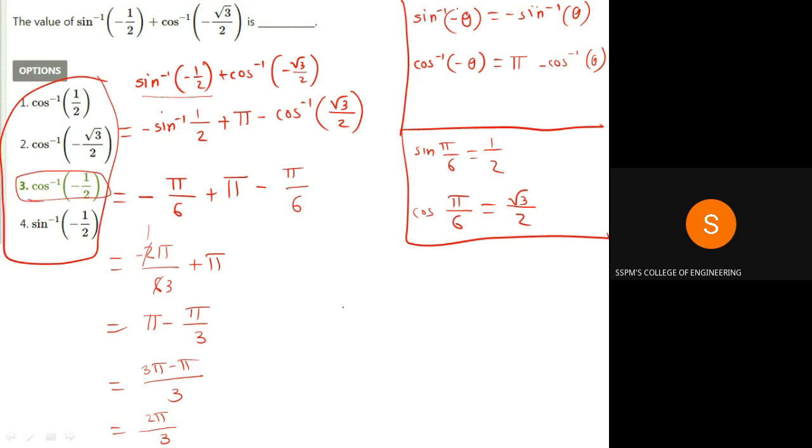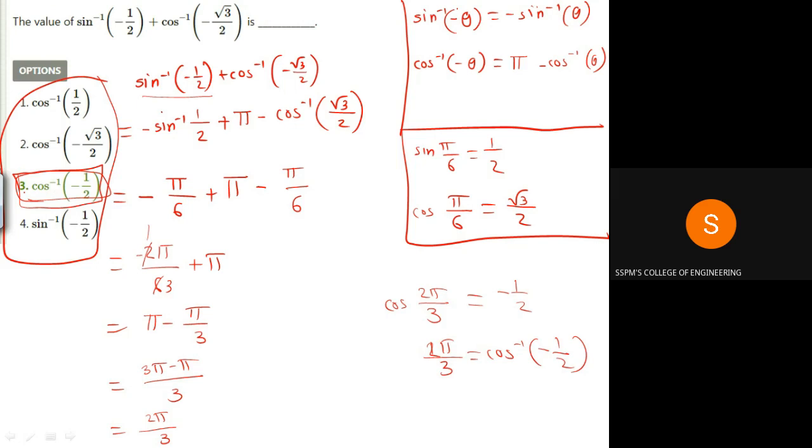Cos inverse of minus half. What is cos of 2 pi by 3? Cos of 2 pi by 3 is minus half. You should know such values. So 2 pi by 3 is equal to cos inverse of minus half. This is the value. So in such a way you have to find it.